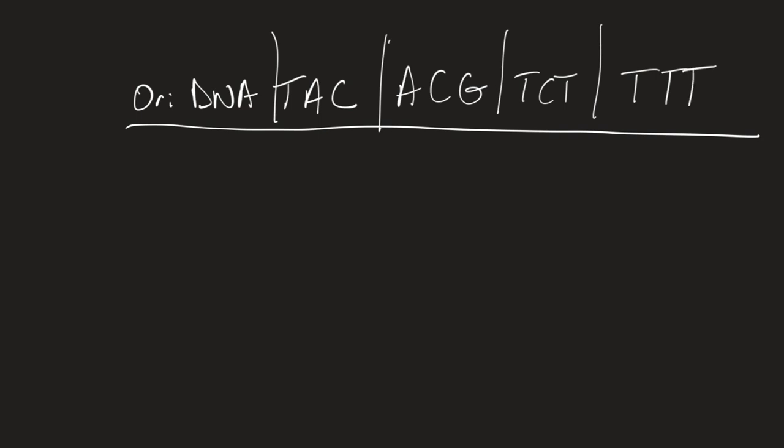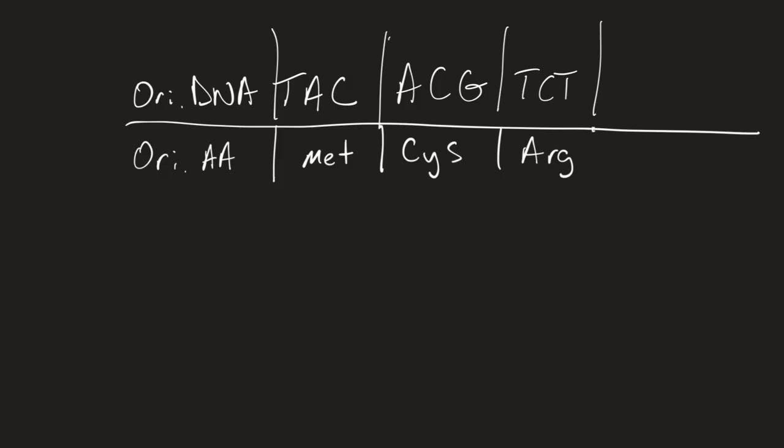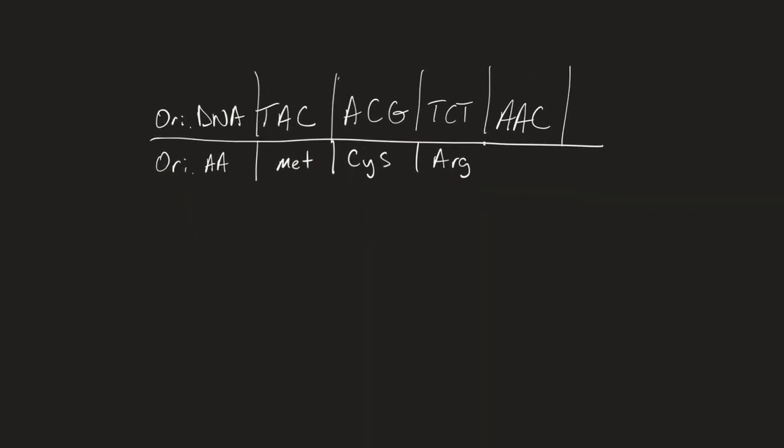And then they said the original amino acid chain would be methionine, then cysteine, then arginine, then leucine. Oops, I missed one, didn't I? AAC. AAC would be leucine, and then lysine.